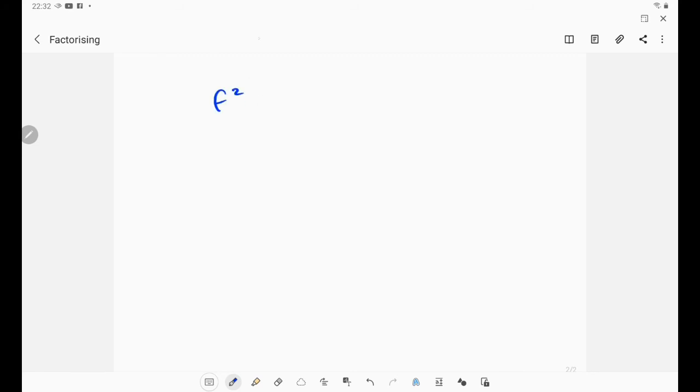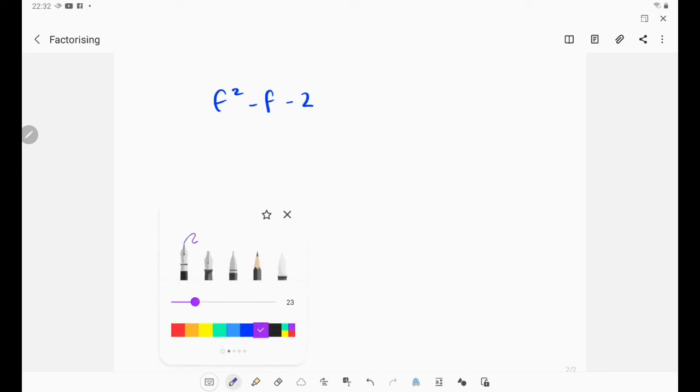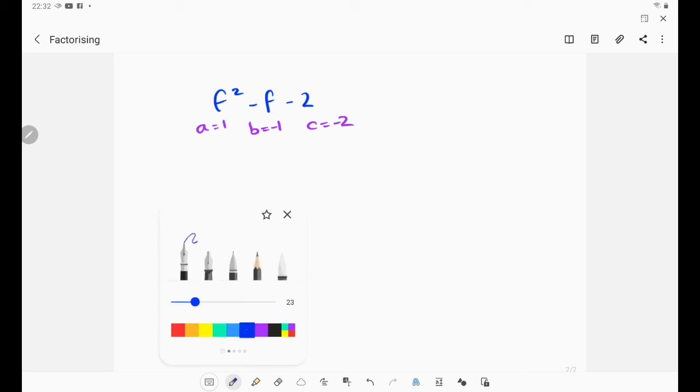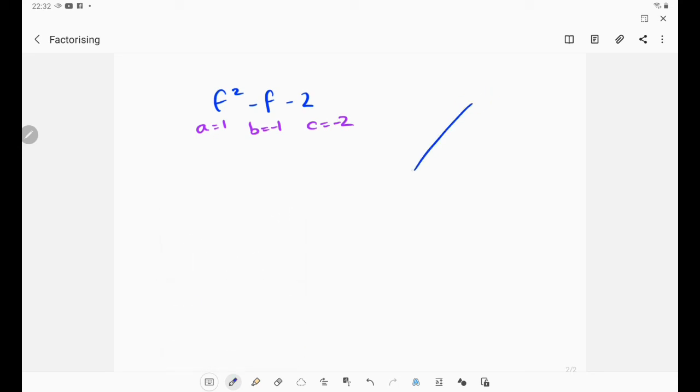Last example, let's do A equals f squared, take away f, take away 2. Okay? We go through, well, A equals 1, B equals minus 1, C equals minus 2. We create our cross. A times C, B, that's minus 2, that's minus 1.